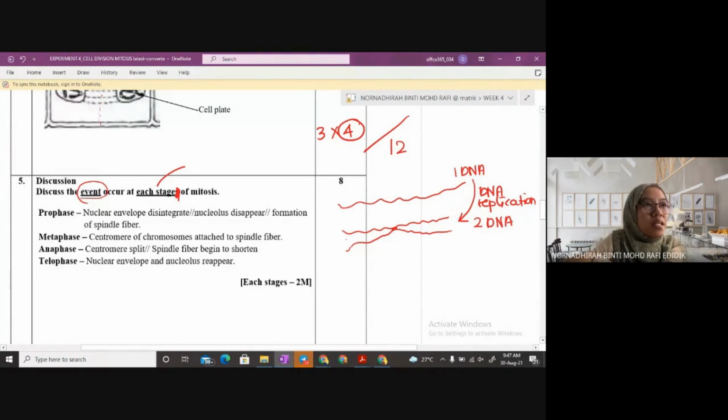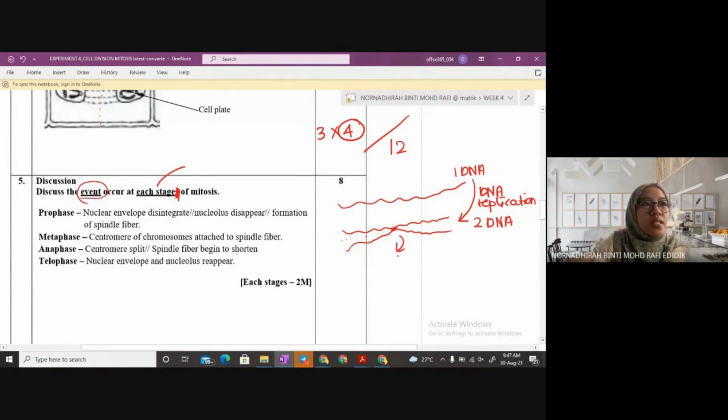Yang mana kenapa kita dapat 2 DNA? Sebab nanti kita nak split tengah-tengah ni. Sebab nanti kita nak dapatkan 2 nucleus. So each of the nucleus should be getting the same exact copy from the original one. Then what will happen during prophase this one? Apa yang berlaku?